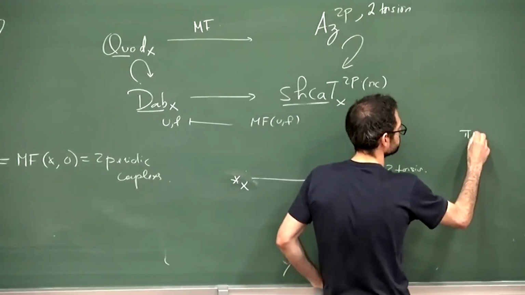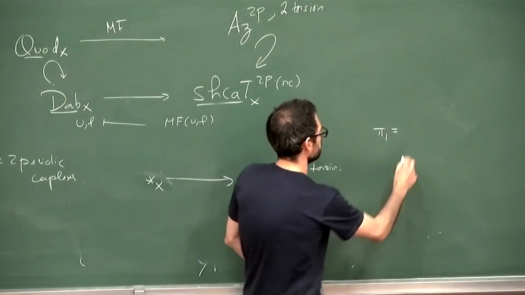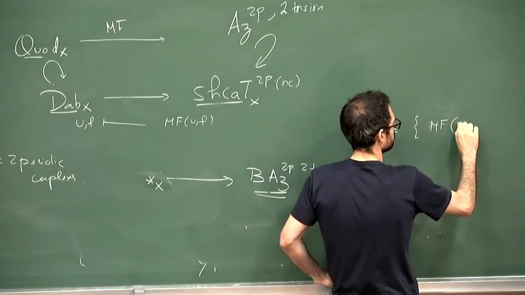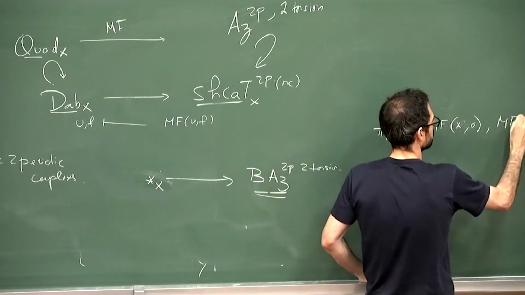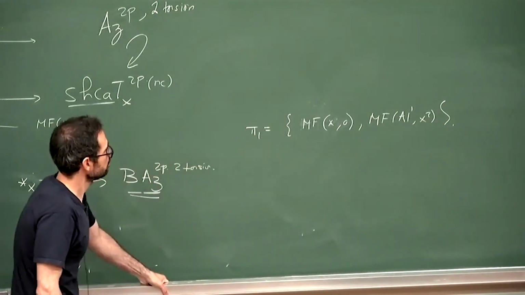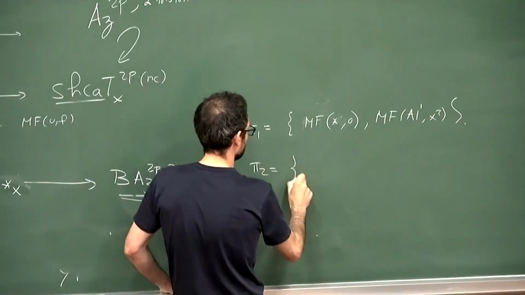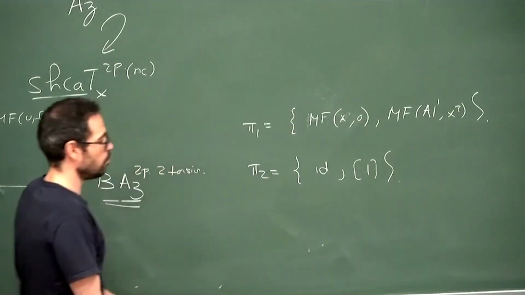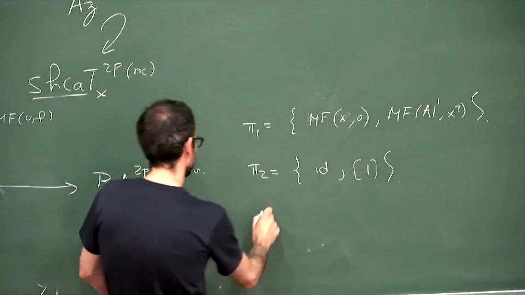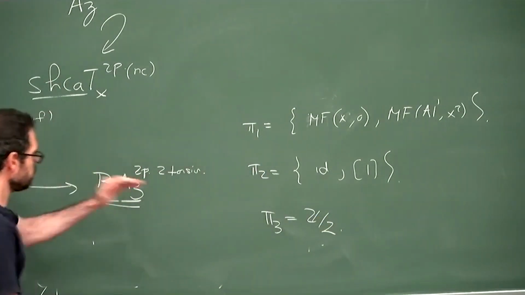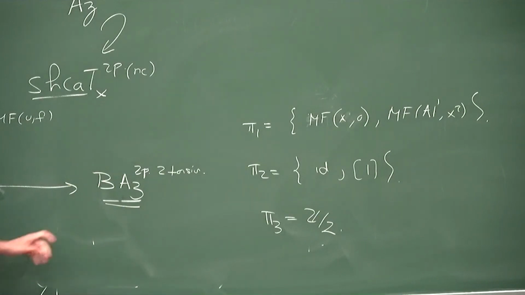So pi 1 is given by these two elements. These are the two possibilities. The pi 2 comes from the automorphisms of this category, which are only the identity or the shift by 1. And the pi 3, well, it's again a Z mod 2, because it's the kernel of a multiplication by 2 map in the Azumaya points. And then pi n are 0.